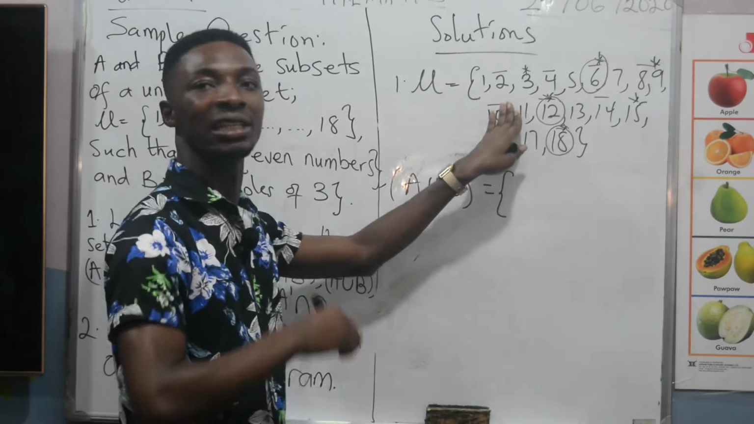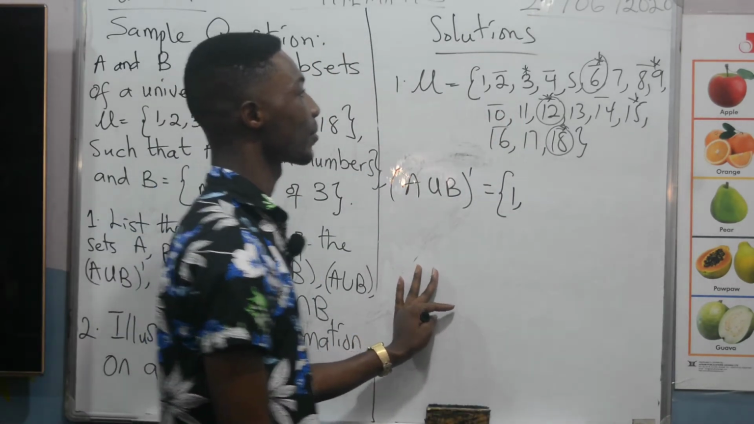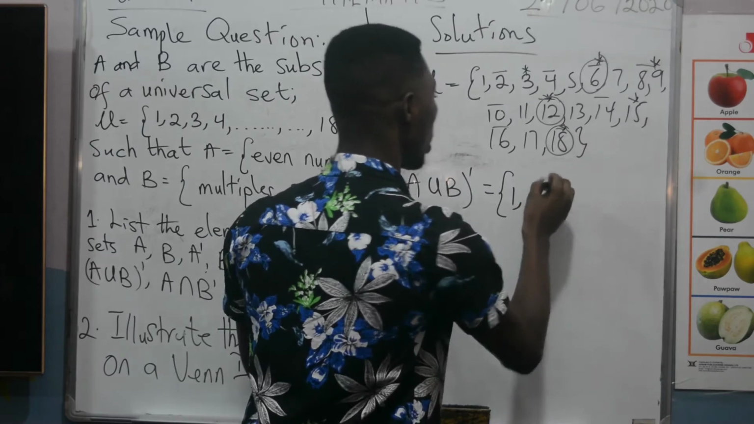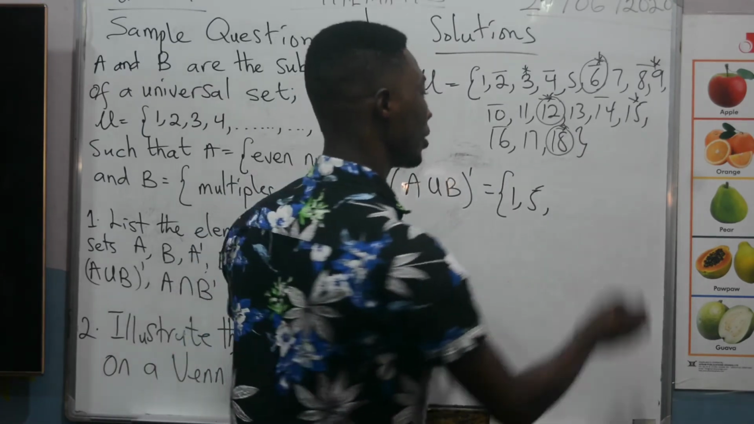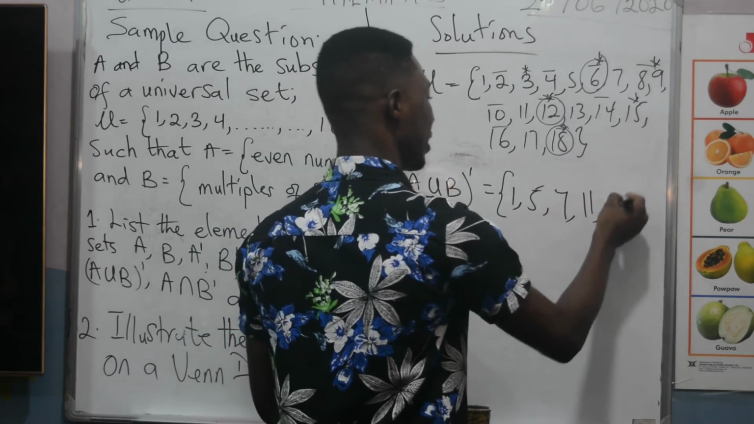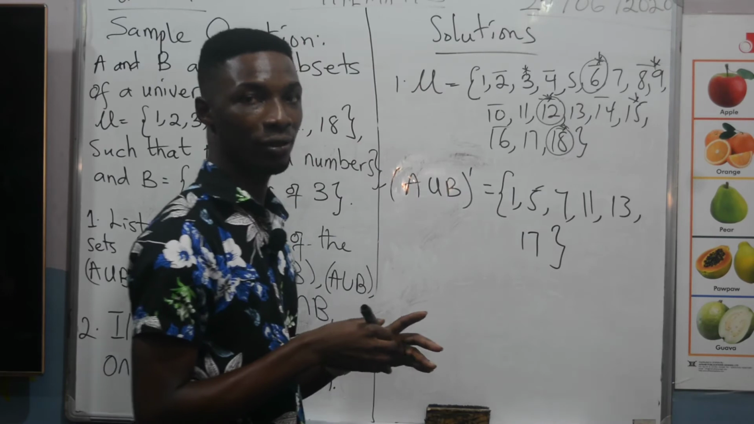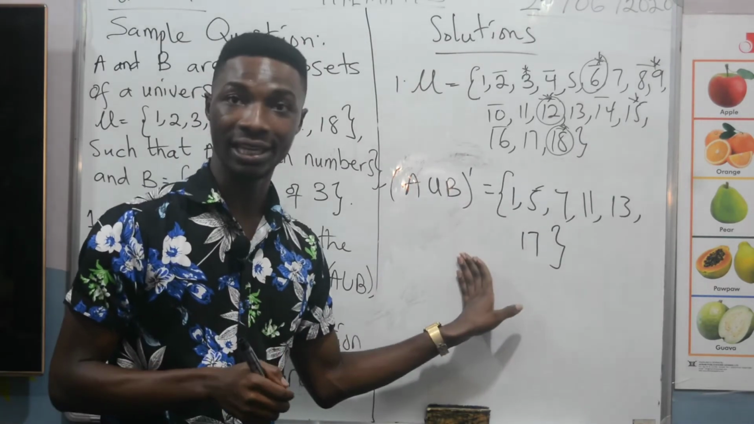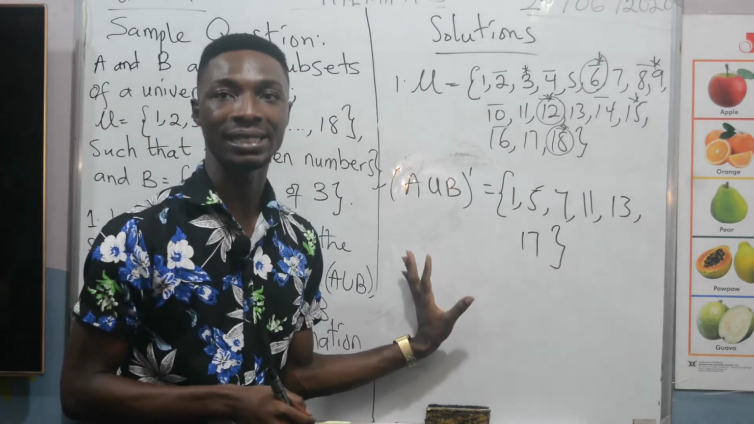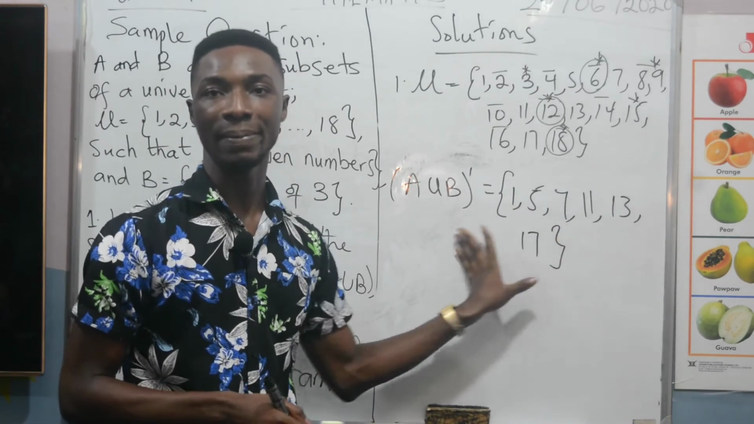1 was not found in A union B, so it will be in A union B complement. 5 was not found in A union B, so it will be in A union B complement. 7 will be in A union B complement. 11 will come in there. 13 will come in there, and then 17 will come in there. So checking the A union B, you can see that these elements are not inside. These elements are not members of that set. Therefore, they will fall under A union B complement.